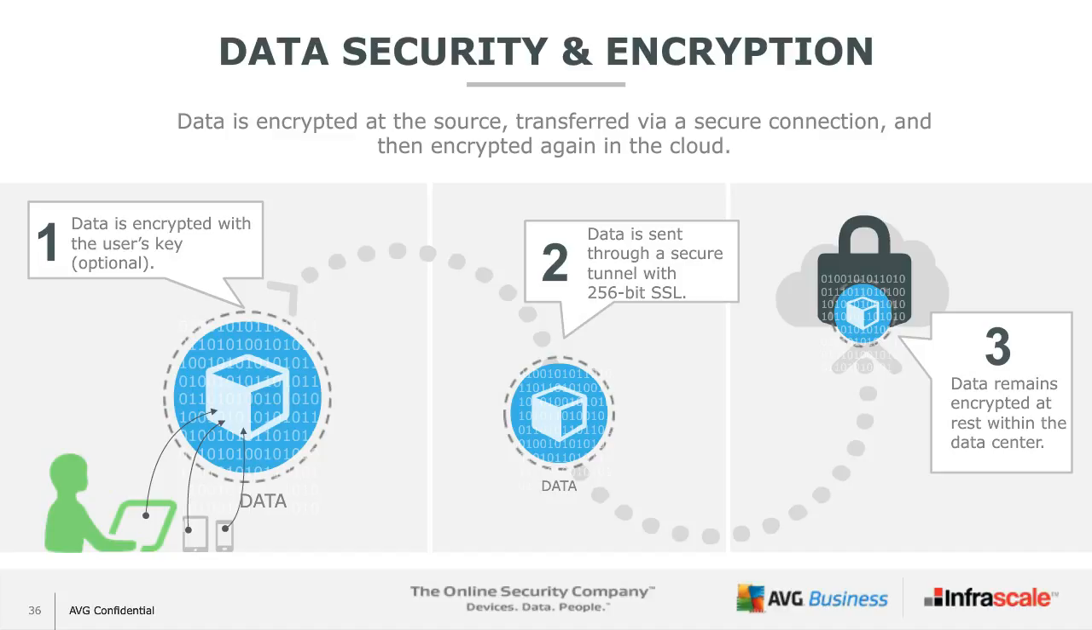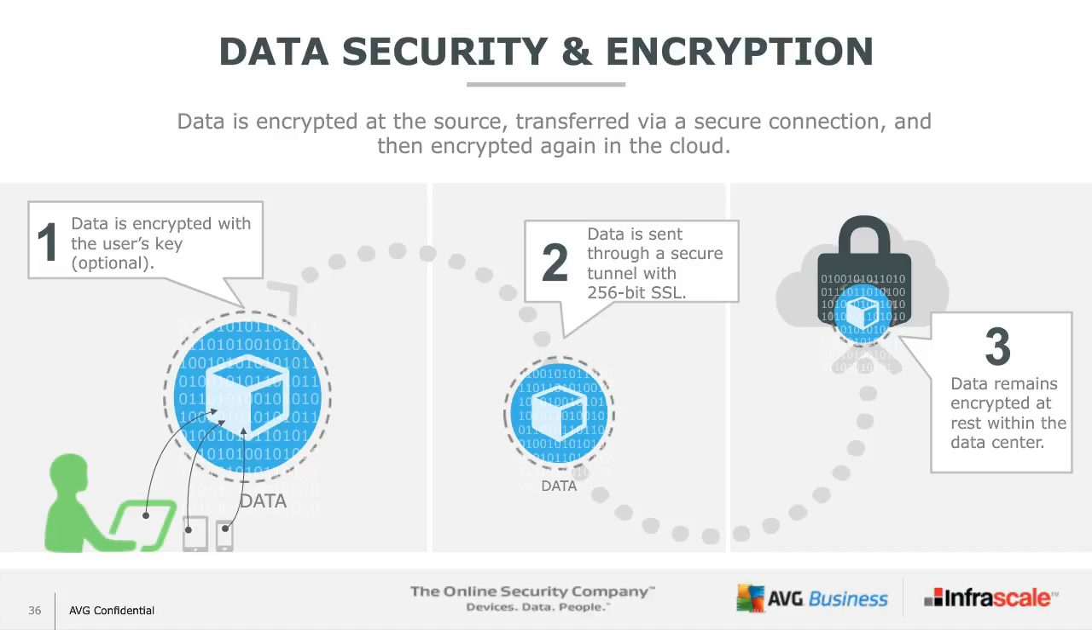Before data leaves your office, it gets encrypted with a key that you know and I don't know. Then it gets sent over an encrypted tunnel. This slide says SSL, but it's actually TLS now, which is more secure. It arrives at my data center, and I encrypt it again with a key that I know and you don't know. So that data is sitting there with two encryption wrappers around it. To crack that data, you would need to social engineer hack me and social engineer hack you to unlock that data. The chances of that occurring are very, very low, right?